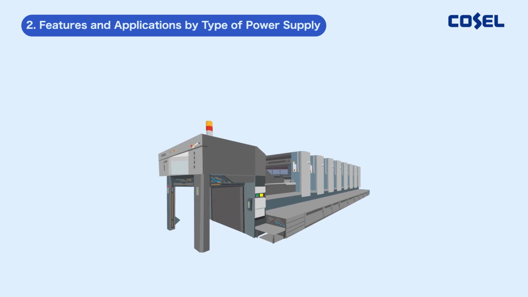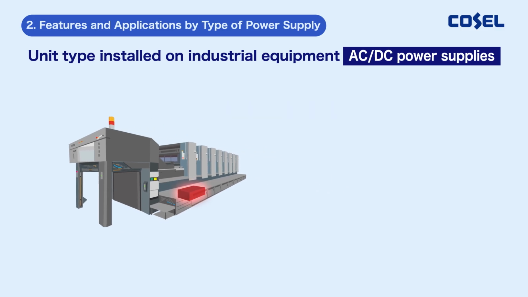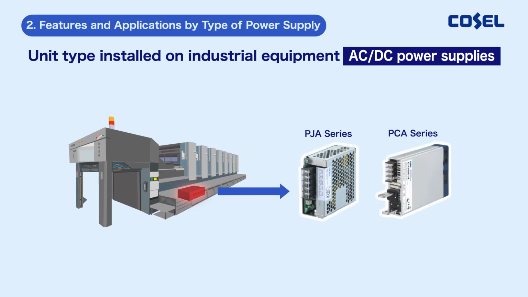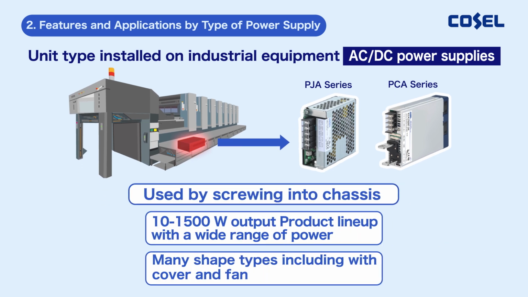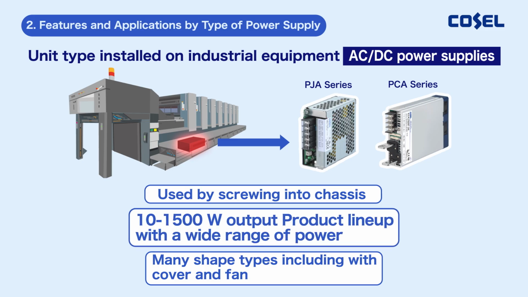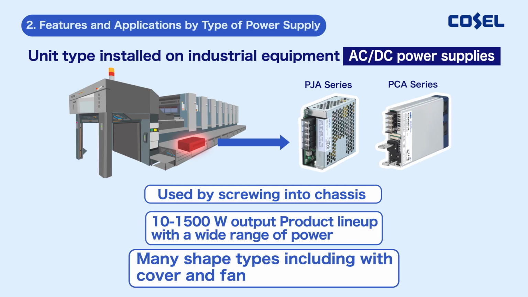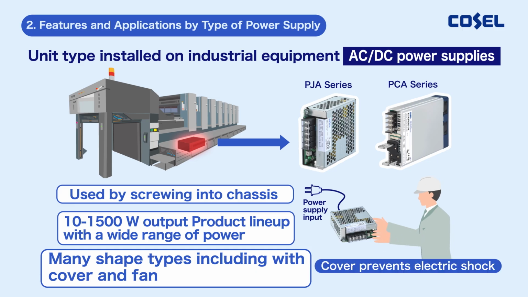First, let me introduce some of the industrial equipment in which many of our power supplies are installed. Here, a unit-type power supply is used as an example. Unit-type power supplies are box-shaped with a chassis and cover, and can be screwed into the customer's chassis. A wide range of power bandwidths from 10 W to 1500 W are available, and cover-mounted products can prevent electric shock from high-voltage internal components.